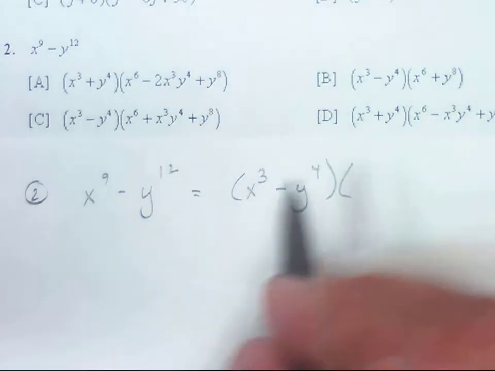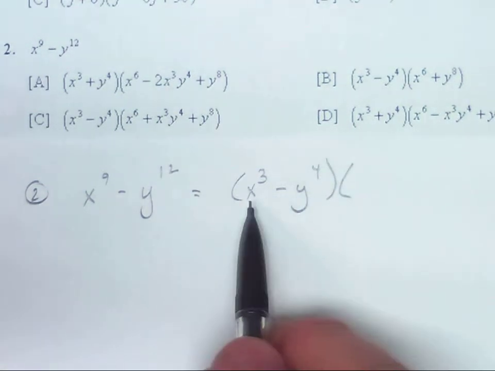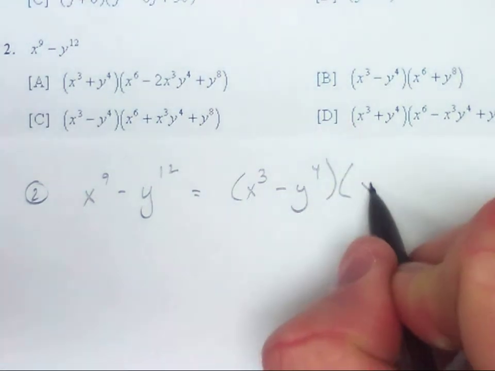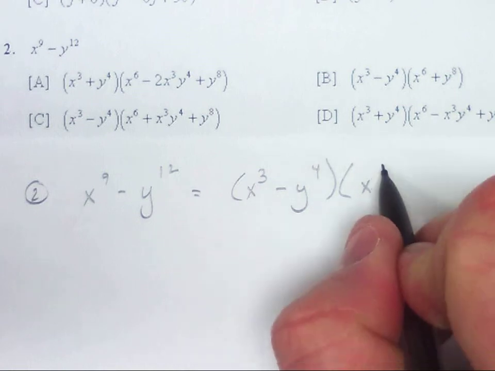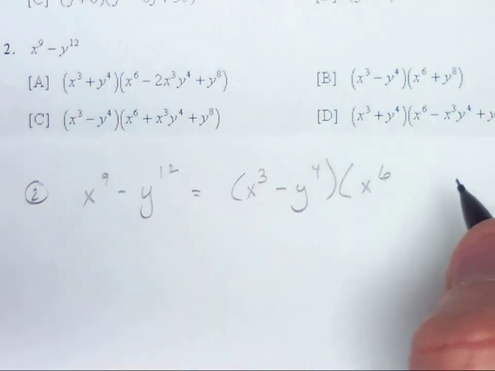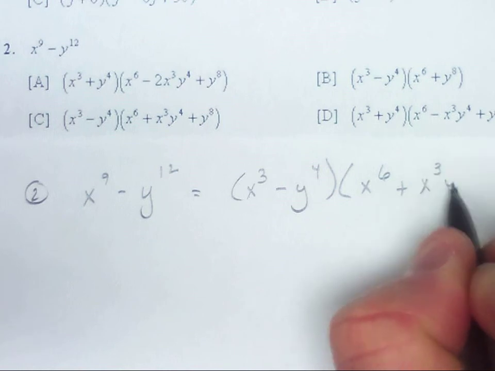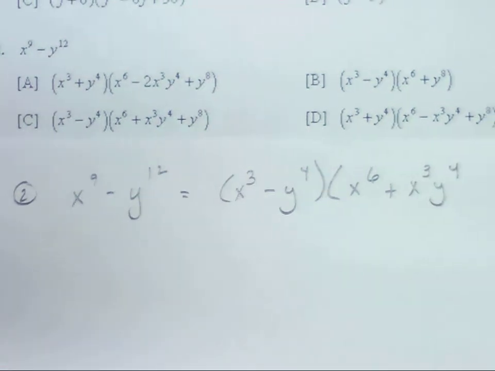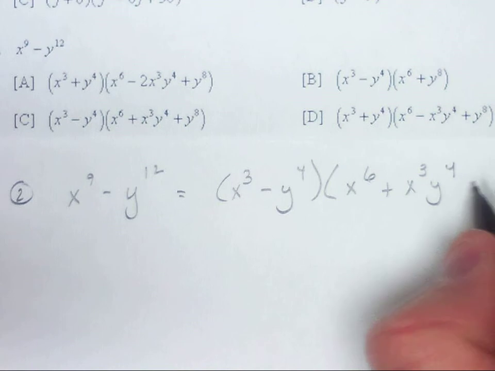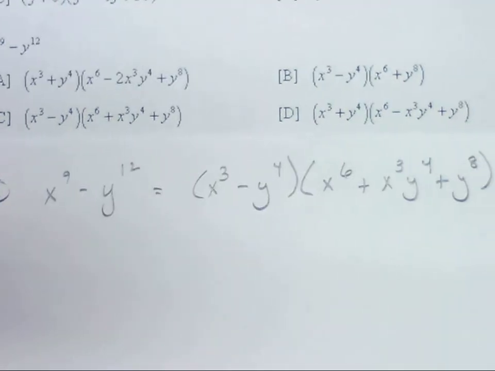Now to get my second factor, I always just use the terms in the first factor. So let's square the first factor. X cubed squared is x to the 6th. Multiply the two of these together and change the sign. And square the last term. So there you go. Here's the prime factorization of this expression. And that matches letter C.